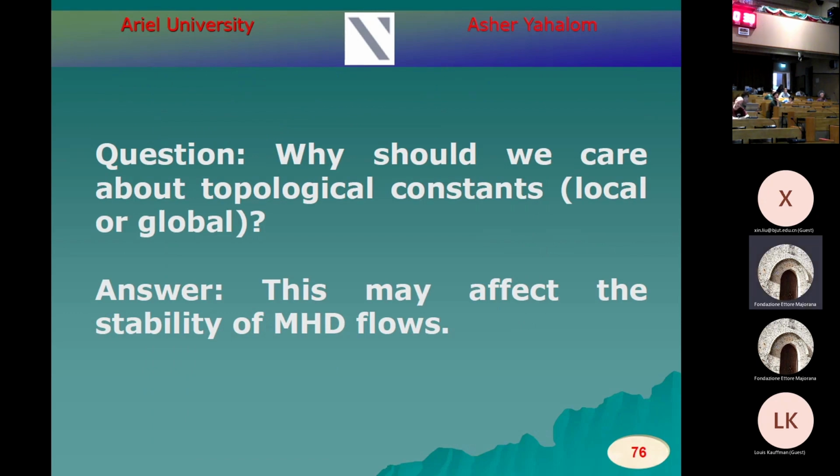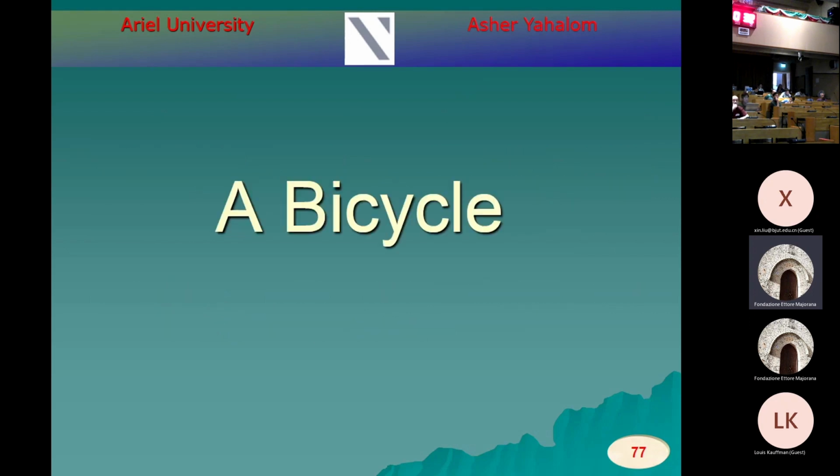Now, here is a question which we may ask ourselves: why should we care about topological constants? Why should we look for topological constants? And I think one of the answers is that this may affect the stability of MHD flows. Now, what do constants of motion have to do with stability?